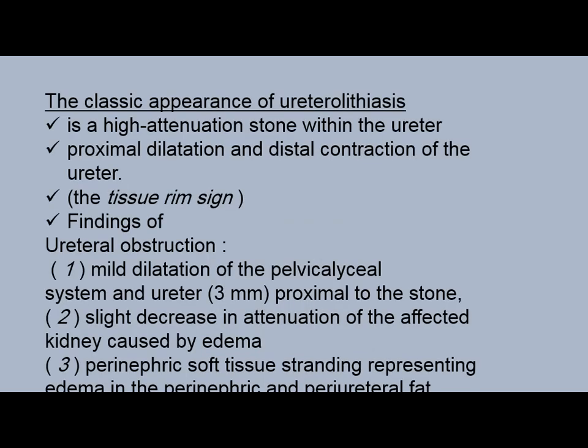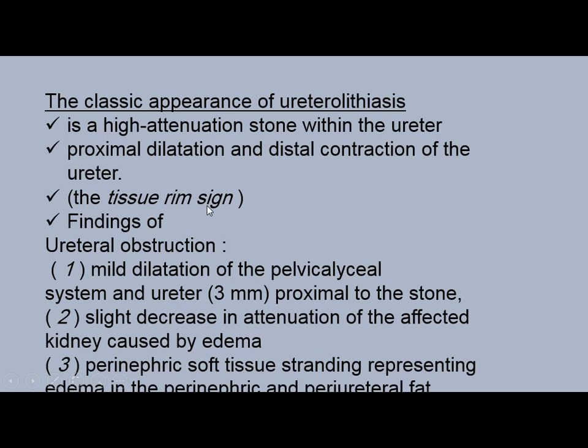Appearance of the ureteric stone or urolithiasis. First is a high attenuation stone within the ureter, so you can see the stone, especially in the CT. Or proximal dilatation of the ureter and distal contraction of the ureter. This is a sign of obstruction. And the most important one is the tissue rim sign.